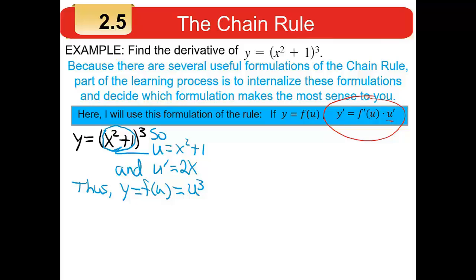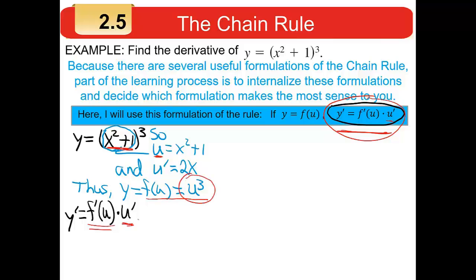So what we've written now is y is a function of x. We let u be this x squared plus 1, so we end up with f of u equal u cubed. It's really the quantity x squared plus 1 cubed, but we're letting u be x squared plus 1, so it'd be u cubed. And applying the derivative formula, the chain rule, all we have to do is take the derivative of the f function, the outside function, which is the u cubed, and then multiply it by the u prime, which we've already calculated.